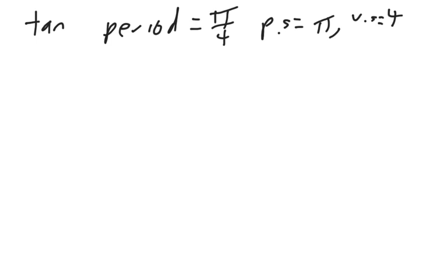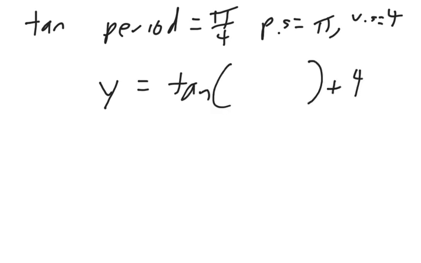Alright, we're going to try another one of these where the tangent and the period is pi over 4, the phase shift is pi, and the vertical shift is 4. So we got tangent plus 4.